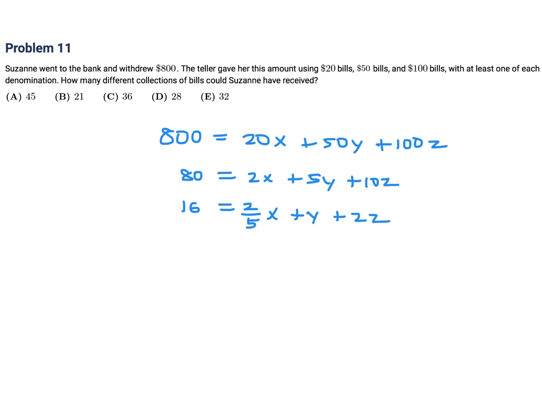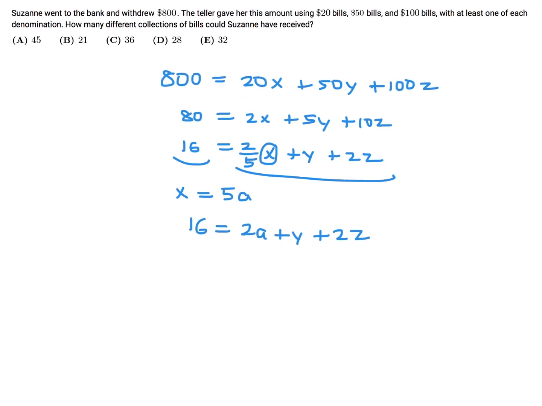Now, this side is an integer, so this side obviously has to be an integer. And therefore, this x must be divisible by 5 in order for that to work out as an integer. So x has to be some sort of multiple of 5. So let's call it 5a. If you sub that back, you'll get 2a plus y plus 2z.